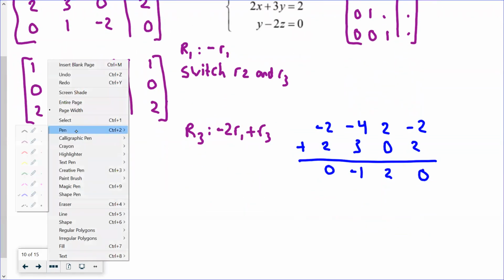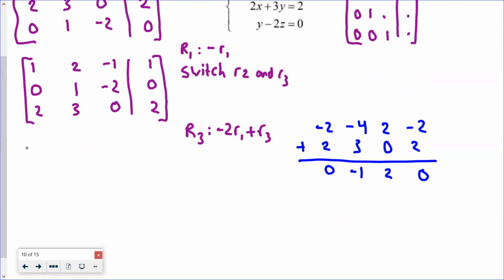If you haven't caught on already, these take up a lot of space and there's a lot of writing, and I suggest that you just do it. Don't try to take shortcuts because you're going to mess up. Just take the space, write it out, and it's better to do it right with a lot of work than to do it wrong taking shortcuts. Okay, so now our new row 3 is 0, -1, 2, 0.